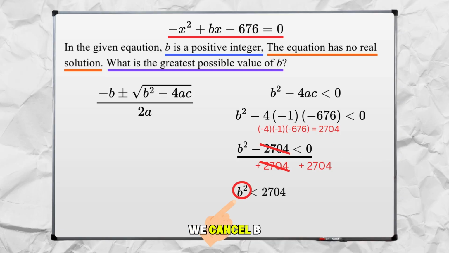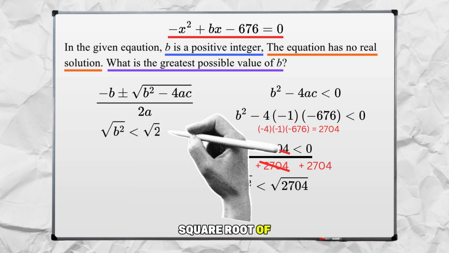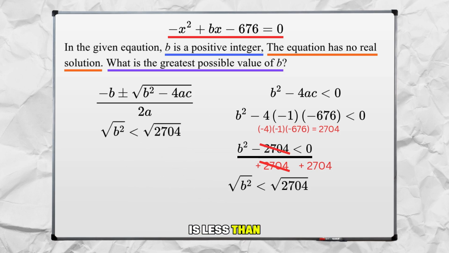How do we cancel the b squared and make it just b? Well, if you recall, to cancel a square, we need to use a square root. So we'll take the square root of both sides. Once we take the square root of both sides, we'll get the square root of b squared is less than the square root of 2,704. Now, the squared part and the square root cancel each other out. So we'll just be left with b is less than the square root of 2,704. Now, the square root of 2,704 is 52.